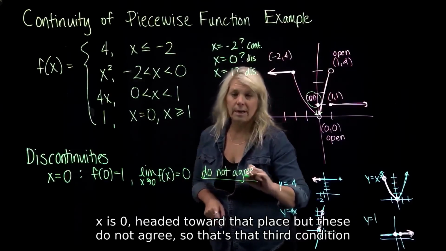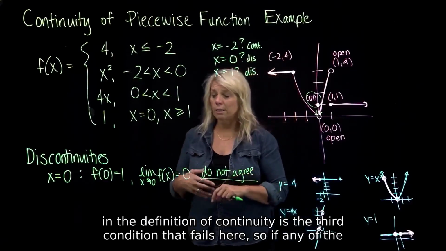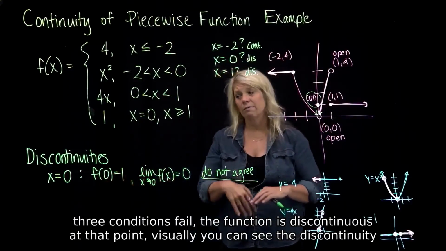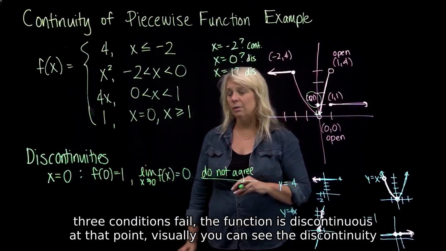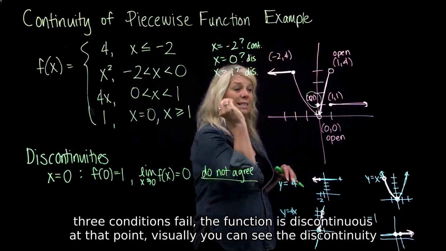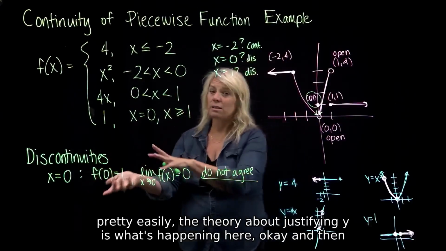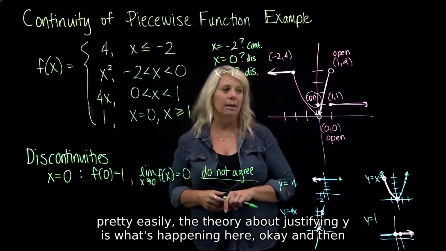So that's that third condition. In the definition of continuity, it's the third condition that fails here. So if any of the three conditions fail, the function is discontinuous at that point. Visually, you can see the discontinuity pretty easily. The theory about justifying why is what's happening here.